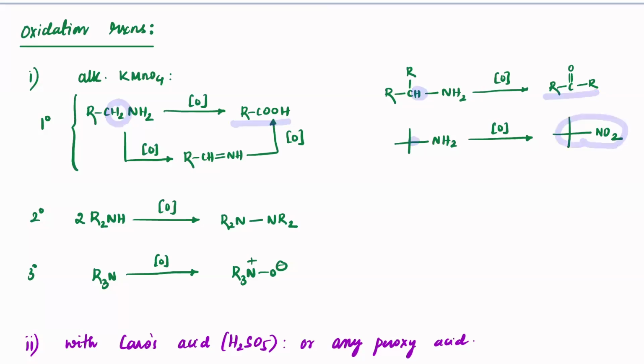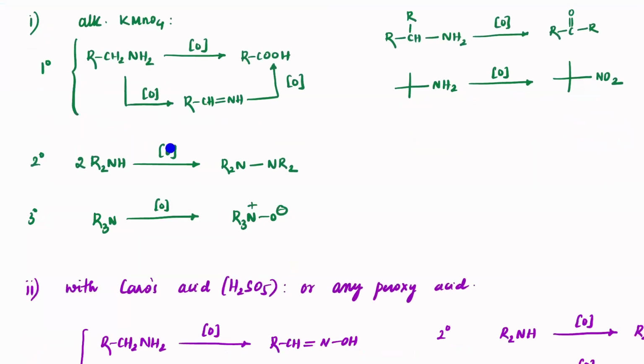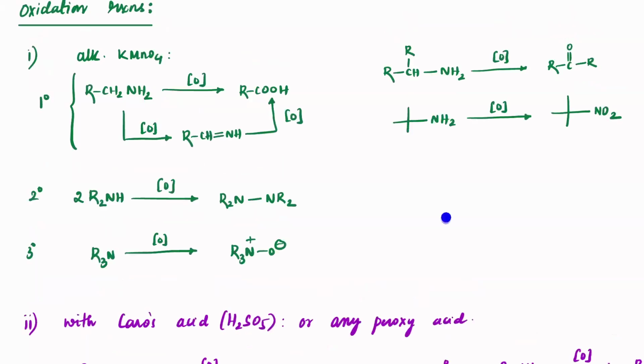That is the product. Next, if you have a 2 degree amine, it will couple with each other and you will get this NN product. If it is a 3 degree amine, it simply becomes a 3 degree amine oxide, which we learned as Cope's reaction or Cope elimination.